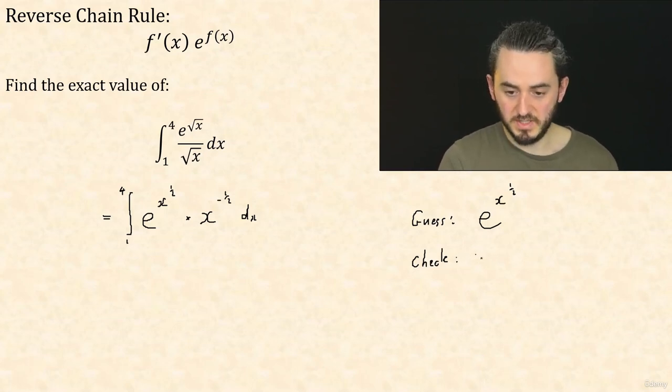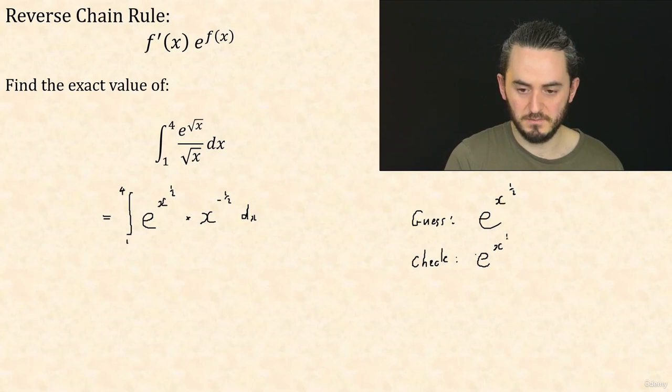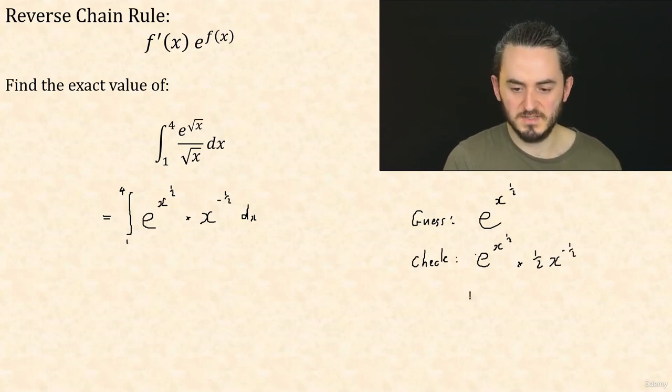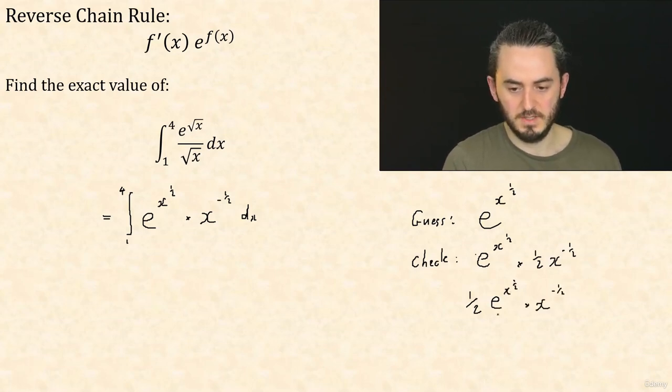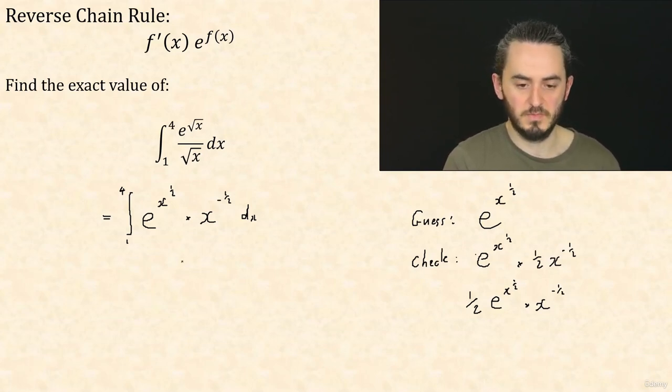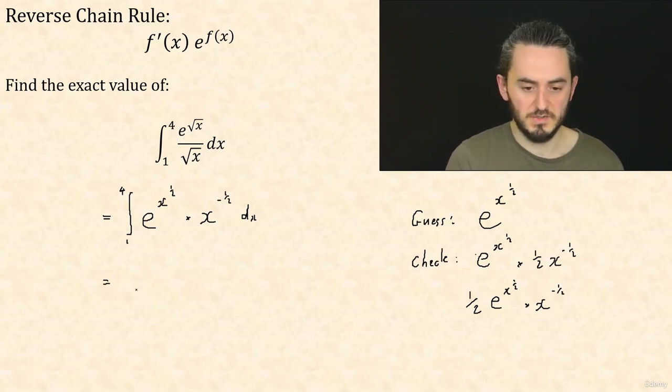coefficients are right. So we keep our e to the x to the half, and then we multiply by the derivative of that stuff, which is half x to the minus half. And then I'll just tidy it up. So that's half e to the x to the half times x to the minus half. So that's good. That's basically what we've got here. It's just half as big as it should be. That means my guess is good. It just needs to be doubled. So my answer is 2e to the x to the half.